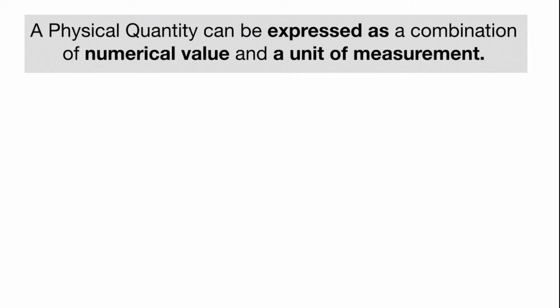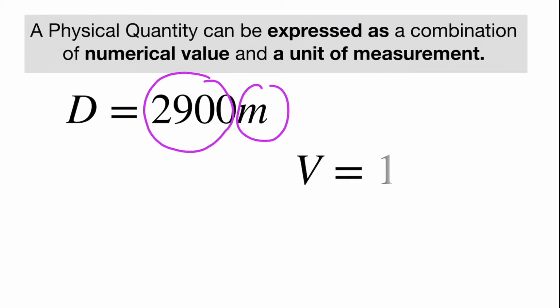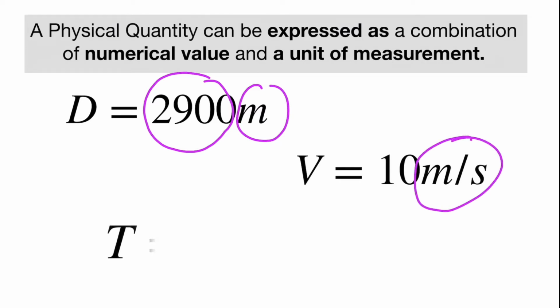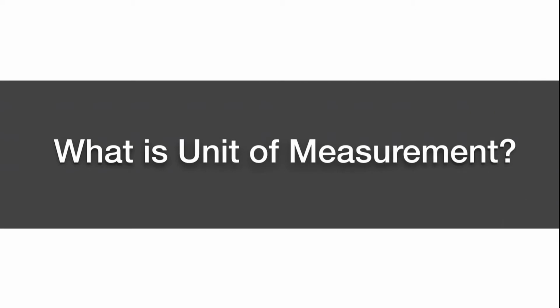A physical quantity can be expressed as a combination of a numerical value and a unit of measurement. For example, in the case of car motion, distance is 2900 meters. Here, 2900 is the numerical value and m, which stands for meter, is the unit of measurement. In the case of velocity, meter per second is the unit of measurement, and for time, the minute represents the unit of measurement. So in actuality, what is the meaning of unit of measurement?